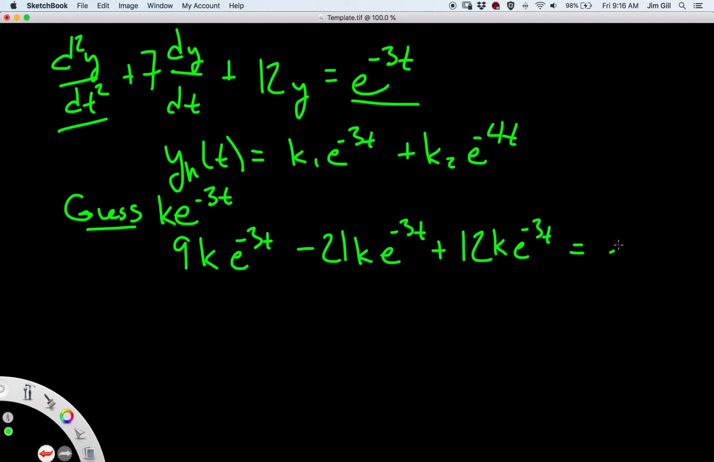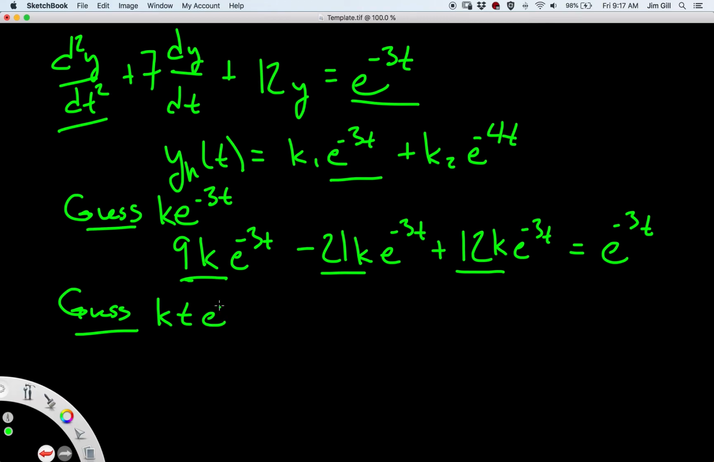And we need that to be equal to e to the minus 3t. But it can never be equal to that because 9 minus 21 plus 12 is 0. So there's no k that's going to work. This will happen if the driving term happens to also be one of the terms that solves the homogeneous equation. So what do we do? We must reform our guess. We make a better guess. And here our guess is going to be k times t times e to the minus 3t.